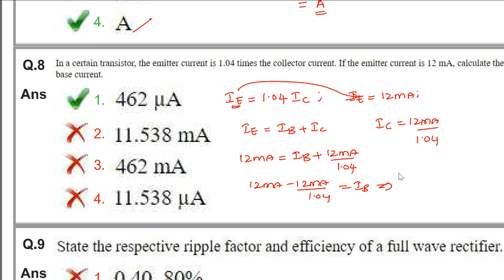So it is 0.461 something, we'll get it here, in milliamperes. If you want to convert into microamperes, we multiply with 1000, so the answer will be 412 microamperes. This is the answer for this question.